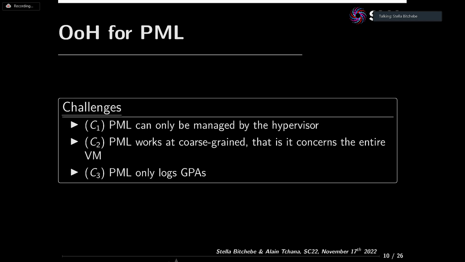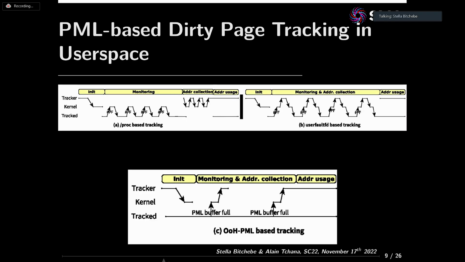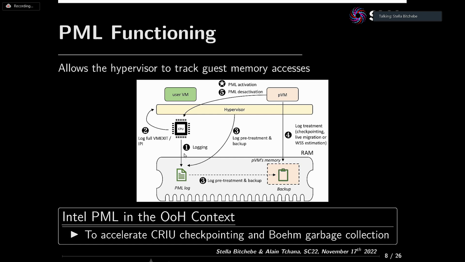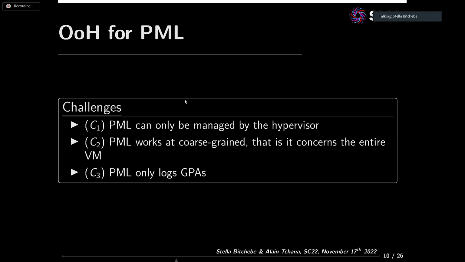The second challenge is that PML works at the granularity of the entire VM. As we show here, the processor will log guest physical addresses for all the applications that run in the VM at that time. Whereas in our case, we want to have the log only for the application that is being monitored, so the tracked one.